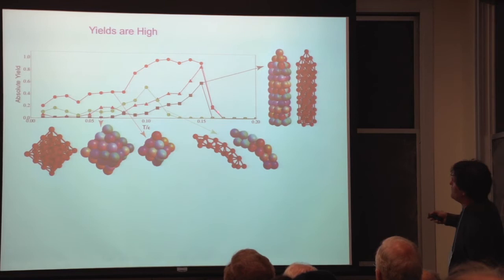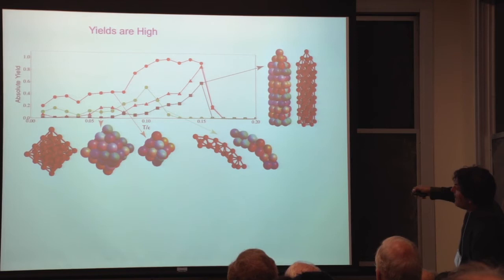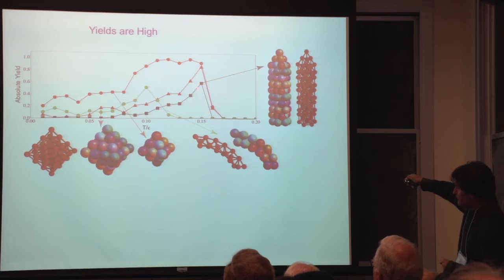This is Big Ben, this black curve. And these are other complex structures. And I want you to notice this number. It's like 50%. The yield is pretty high. I mean, 50% I think is high, actually.